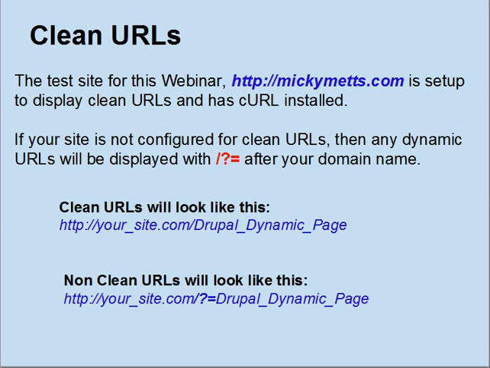So as I was speaking of clean URLs, our demo test site for the webinar is set up using clean URLs, and this means that it removes the question mark and equals sign in your URL. This is helpful if you have search engine requirements. Search engines do not like these symbols. So you want a clean URL looking like this. If you're not using clean URLs, you will have these symbols in them.